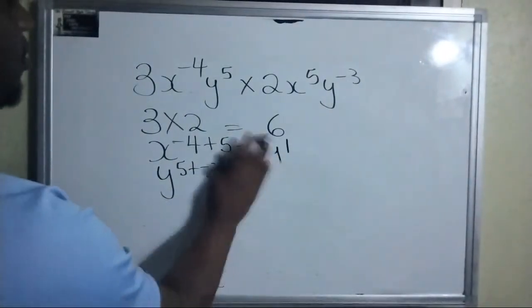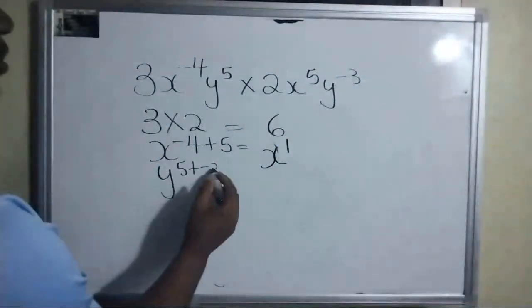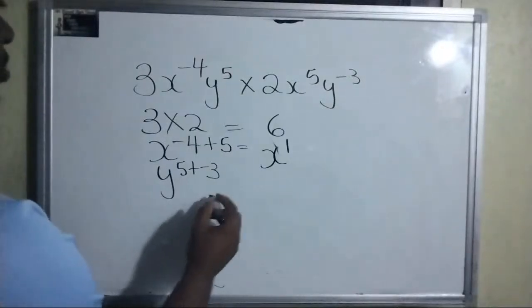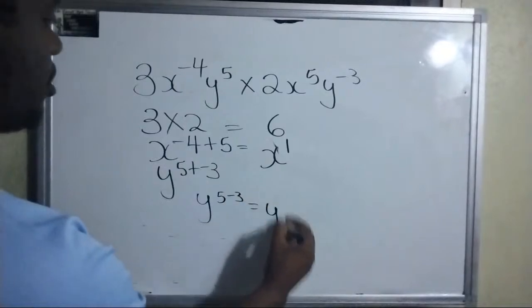No, this is x. Why did I say y? X to the 1 and this: 5 plus negative 3 is the same thing as 5 minus 3, which is equal to 2.